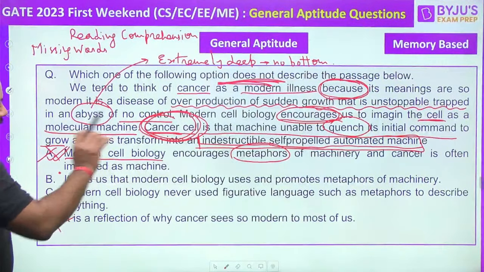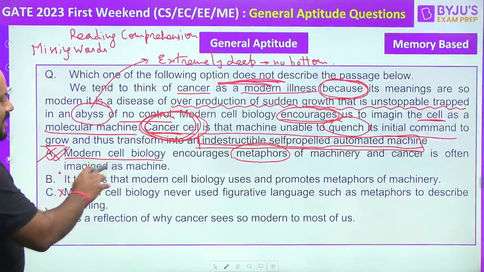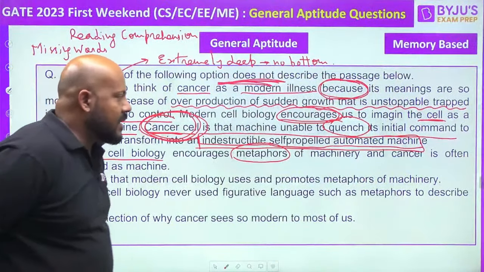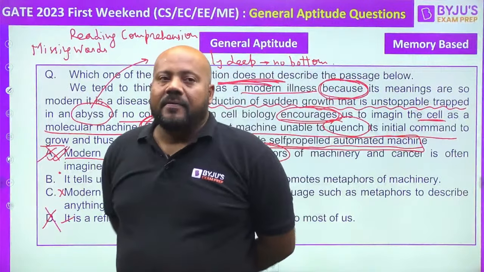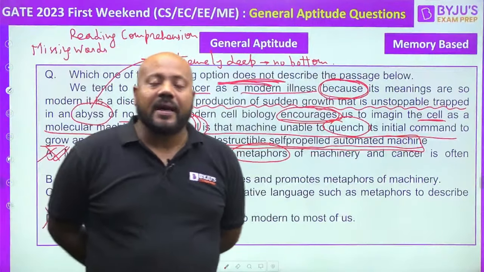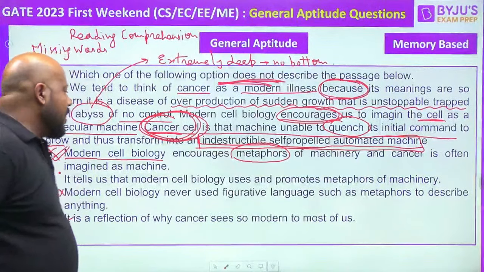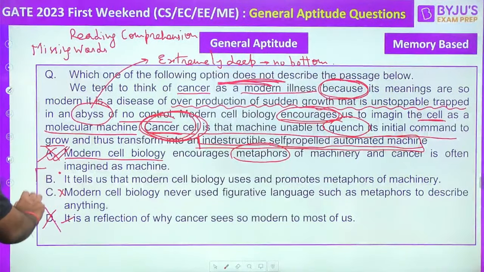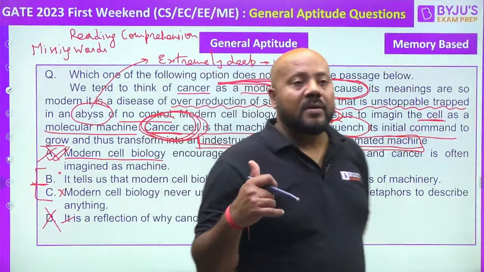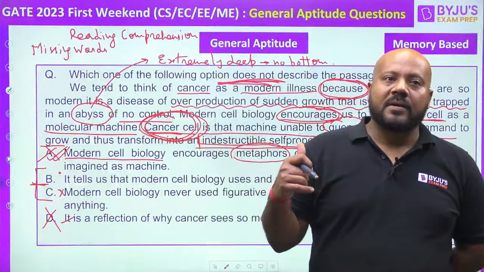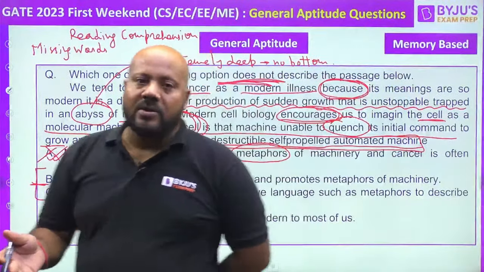Now in B, I am not sure because it is saying it tells us that modern cell biology uses and promotes metaphors of machinery. I cannot be sure about it. So you just wait for the time when you get the exact question. Okay, then we have also marked it C. But I have a doubt here. I have a doubt between B and C, because in the passage he is talking about the cancer disease, but is there any mention that for every disease modern cell biology is talking in terms of machine?